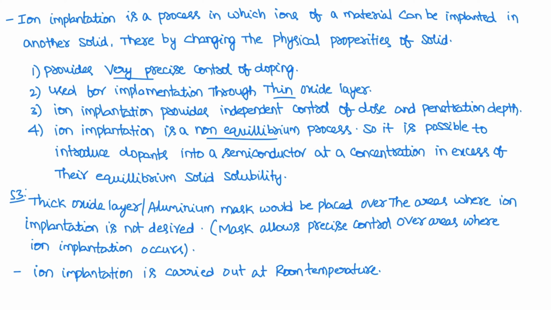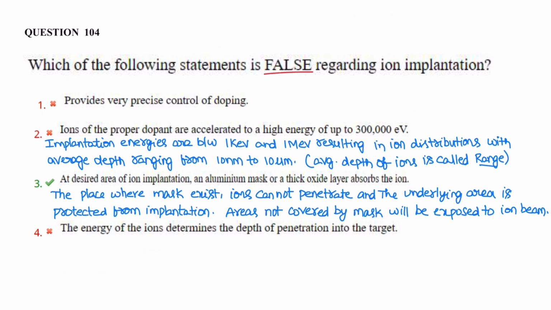Next, statement 3. A thin oxide layer or aluminum mask may be placed over the areas where ion implantation is not desired. So this mask allows precise control over areas where ion implantation occurs. Ion implantation is carried out at room temperature. At a designated area of ion implantation, the aluminum mask or thick oxide layer absorbs the ions. This statement is wrong, and wrong means false statement. The false statement is the correct option. The place where the mask exists, ions cannot penetrate, and the underlying area is protected from ion implantation. The areas not covered by the mask will be exposed to the ion beam.